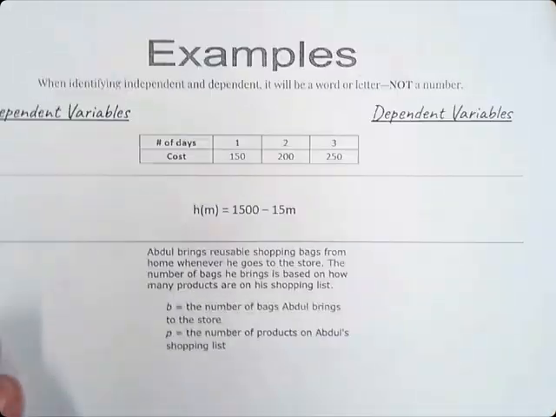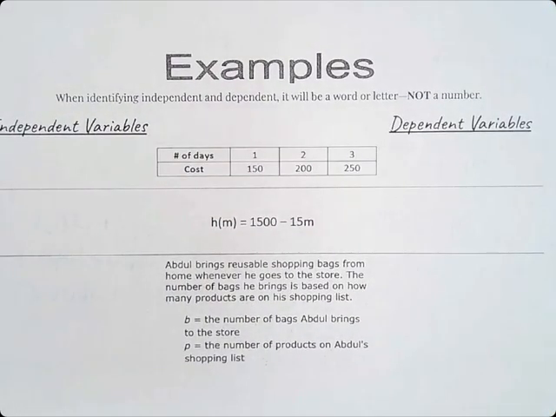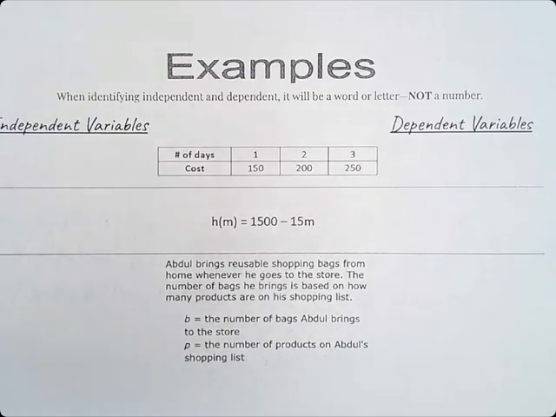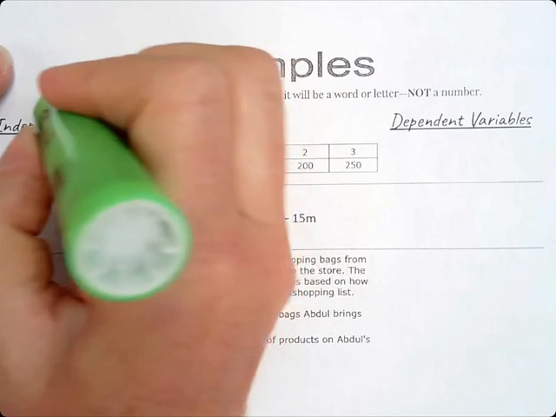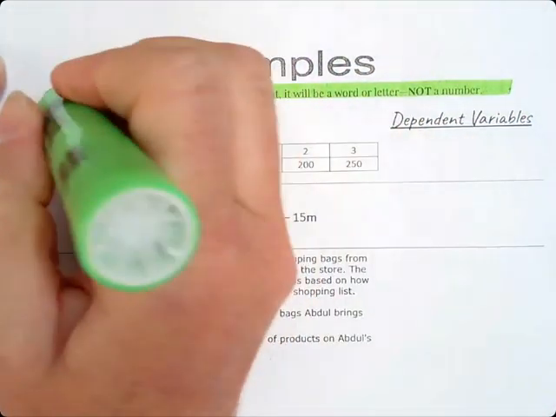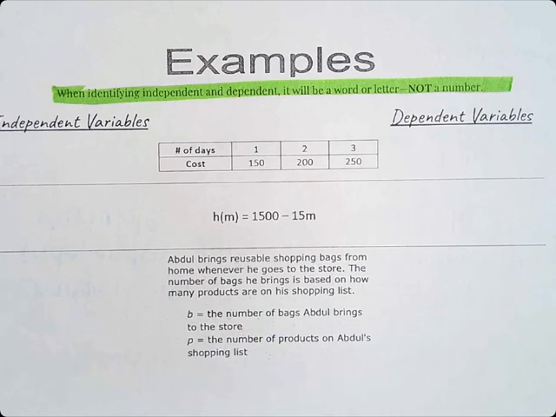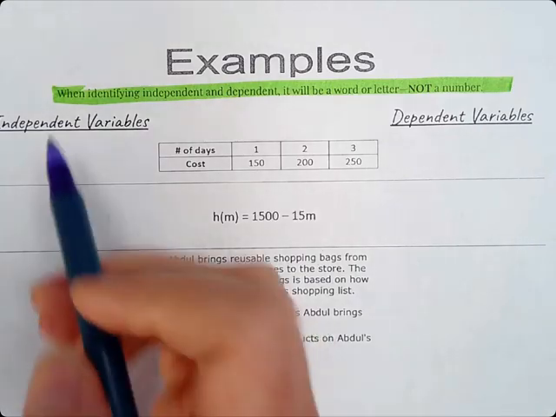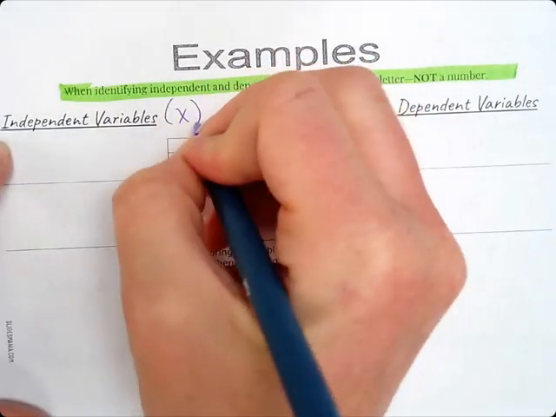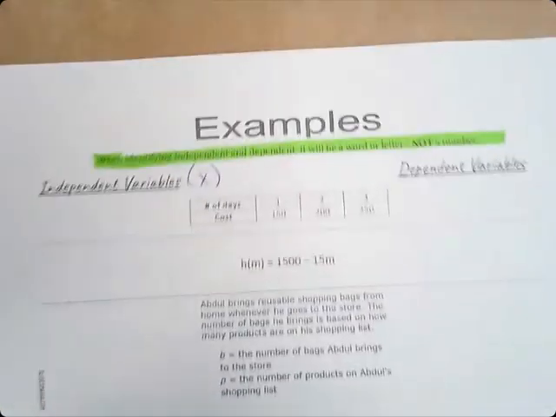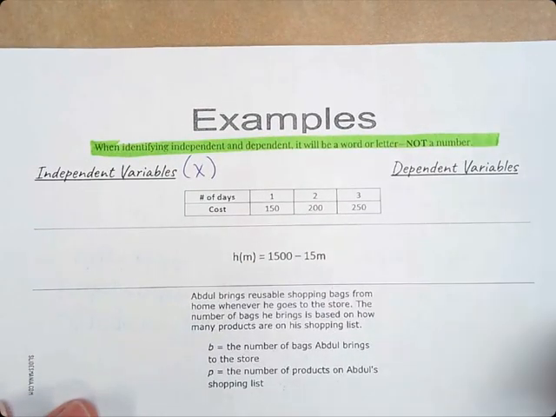Okay, so let's look at some examples now. Open up your foldable. When identifying independent and dependent, it will be a word or a letter, not a number. So don't say 5 is my independent variable, because remember, a variable could be any number. So that's why it's not a number. It's going to be a word or a letter. So independent is always X. Dependent is always Y.